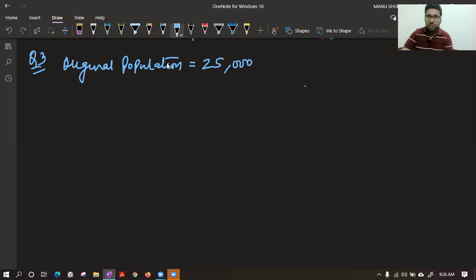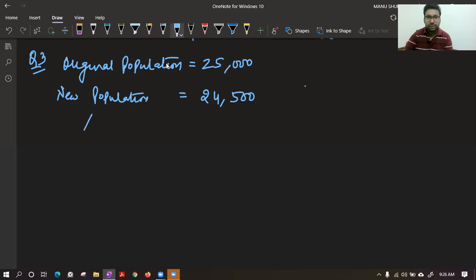Now this is the original population, 25,000. The new population, or you can say next year's population, whatever you want, you can write, is how much? 24,500. Obviously, there is a decrease in population, and they want us to find the percentage decrease.